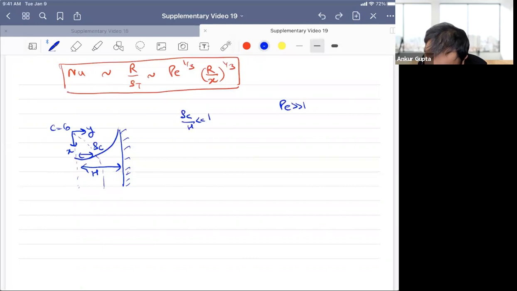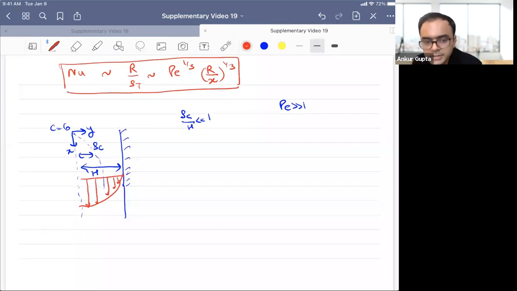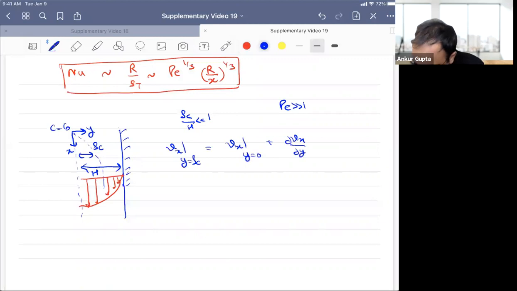Let me use a different color. Maybe let's sketch it a bit down here. The velocity profile was like this, where you had the velocity going like this. It's zero at the surface and maximum at the interface. Now, note that again we want to find Vx at y equal to delta C. So we'll write it as Vx at y equal to 0, plus del Vx by del y at y equal to 0, times delta C, and so on.